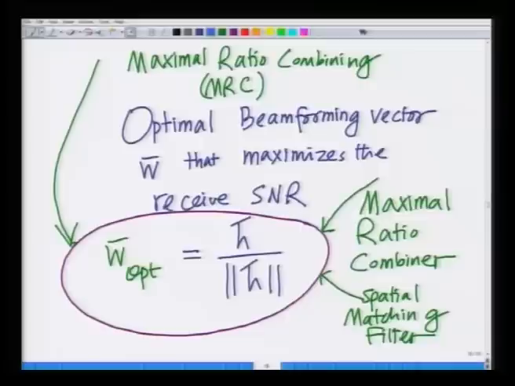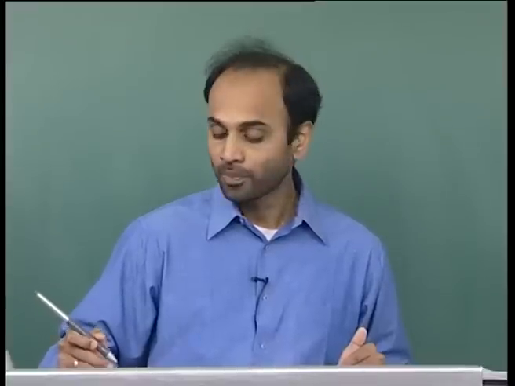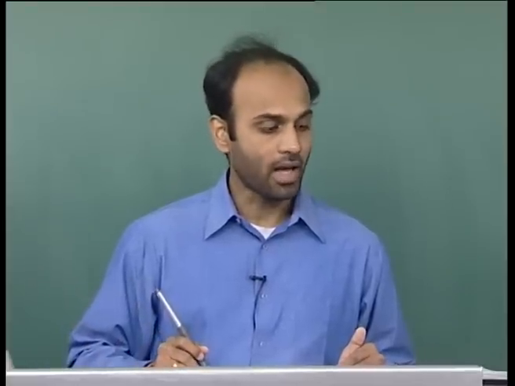Essentially, the optimal SNR maximizing vector is nothing but identically equal to the fading channel coefficient vector scaled by norm H bar. Hence, it is also known as a maximal ratio combiner since it maximizes the SNR. It is also the spatial matching filter since it is matched to the response of my array of L antennas.